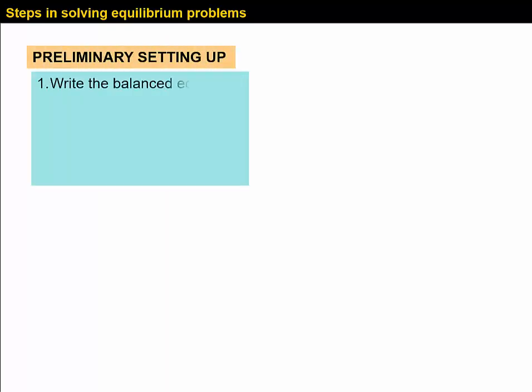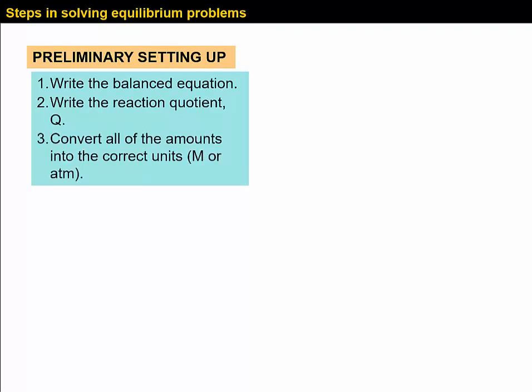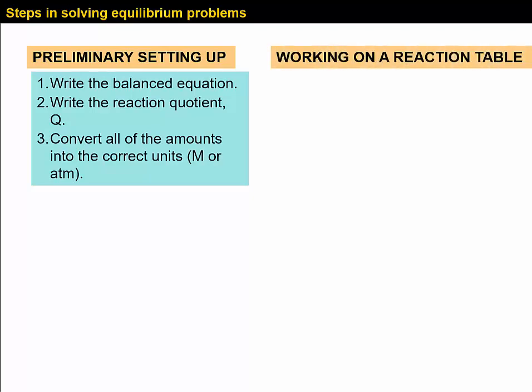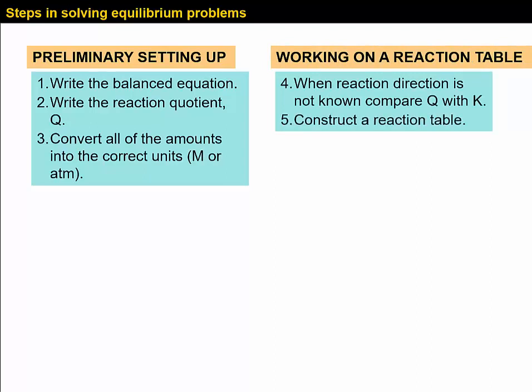So let's review the steps. Preliminary setup. 1, write out the balanced equation. 2, write out the reaction quotient. 3, convert all of the amounts into the correct units, whether that's molarity, moles per liter for a Kc, or in atmospheres, ATM, if we're doing a Kp. Then we're going to work on our reaction table, our ICE table. 4, when a reaction direction is not known, compare Q with K. 5, build that ICE table.